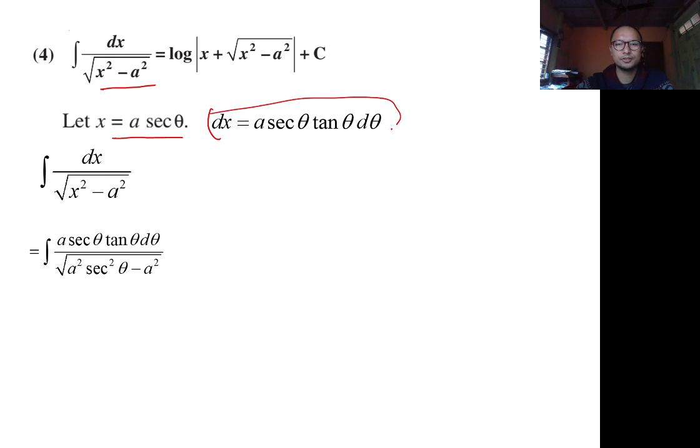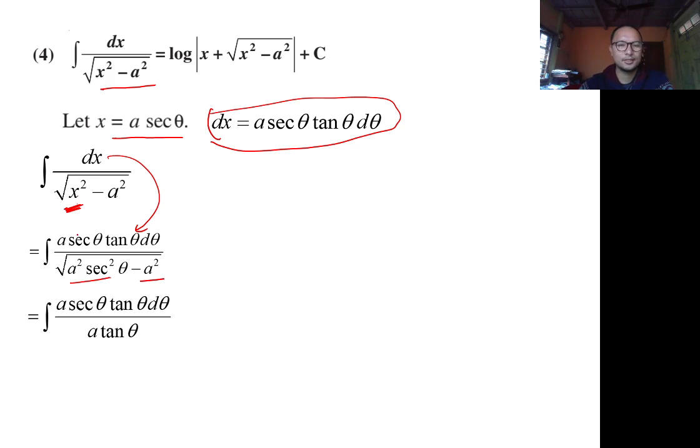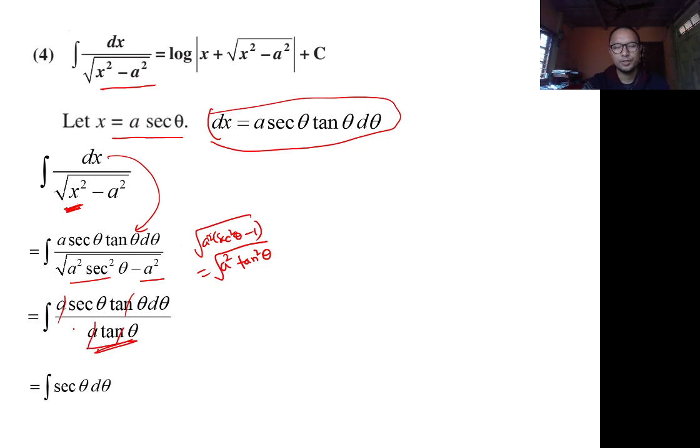As usual, instead of dx we put here a sec theta tan theta d theta, and x square is a square sec square theta minus a square, right? Then a sec theta tan theta. If you take a square common, it will be a square sec square theta minus 1. So it will be a square tan square theta, because we know 1 plus tan square theta is sec square theta. Under root, it will be a tan theta. Now a cancels, tan theta cancels. So we are having integration of sec theta d theta.